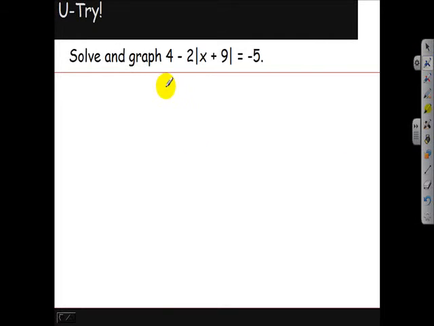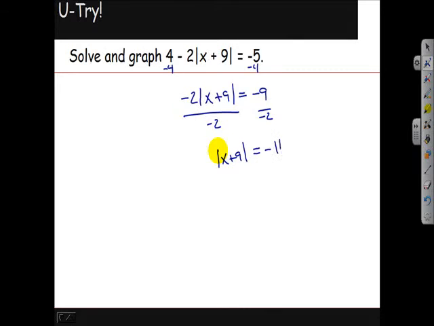Okay, let's see. I think I would first subtract 4 from both sides. So subtract 4, subtract 4. That gives me negative 2, absolute value of x plus 9 is equal to negative 9. When I divide by negative 2, that's going to clear things up a little bit because I don't want to see negatives over here. I get absolute value of x plus 9 is equal to negative 11.